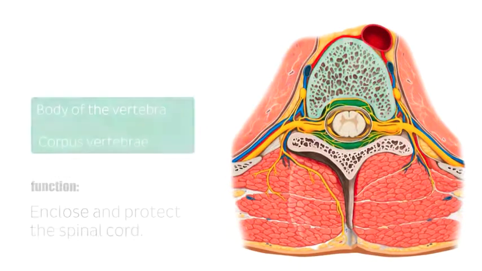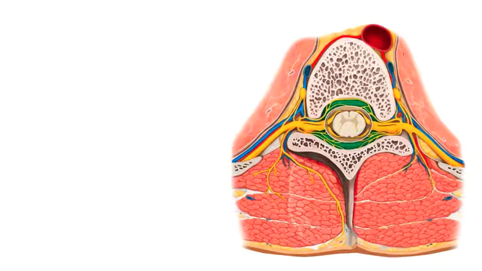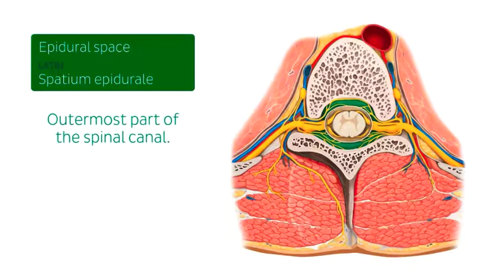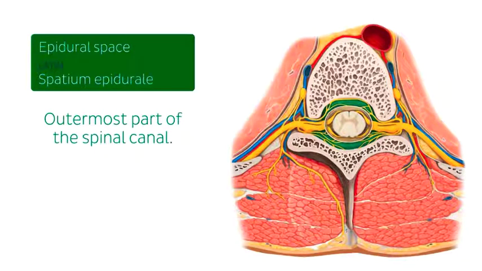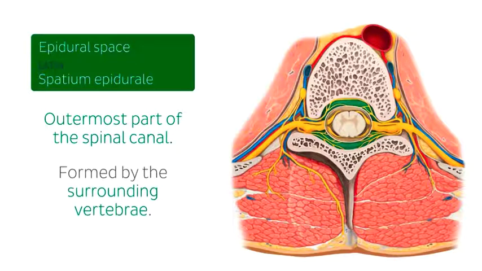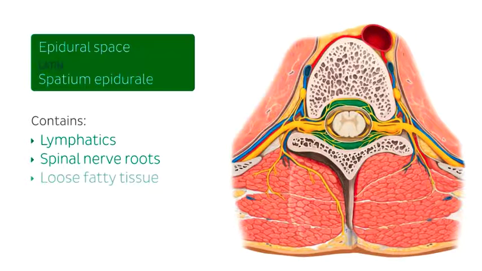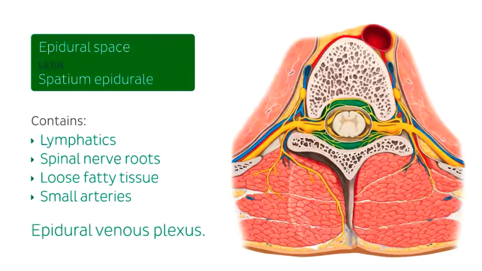We're moving on to this structure that you now see here highlighted in green. This is a space known as the epidural space. And this is an anatomical space that is the outermost part of the spinal canal. It is the space within the canal formed by the surrounding vertebrae lying outside the dura mater. The epidural space contains a few structures including lymphatics, spinal nerve roots, loose fatty tissue, small arteries, and a network of large thin-walled blood vessels called the epidural venous plexus.